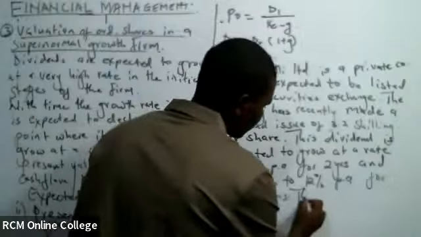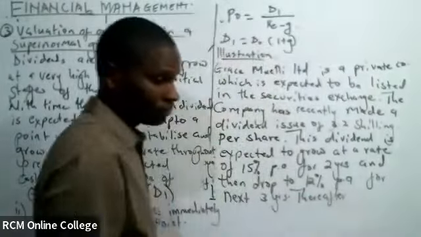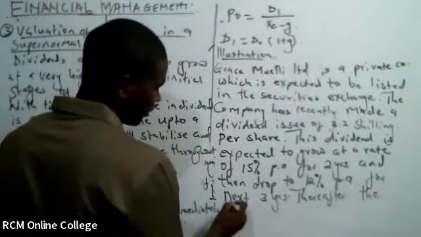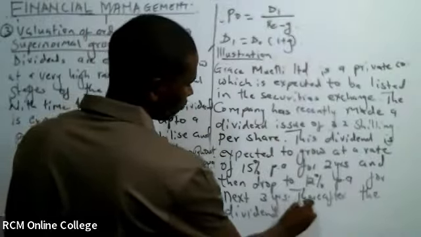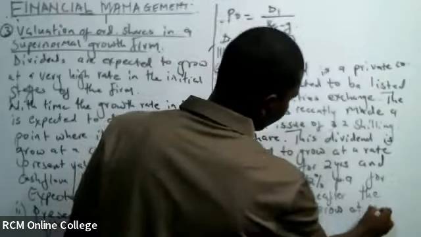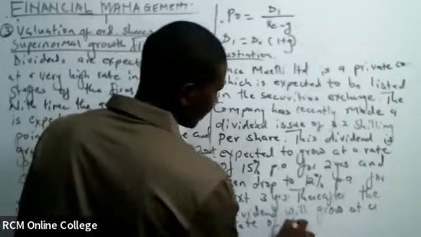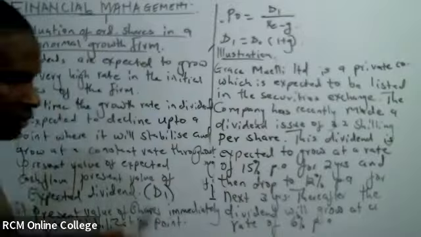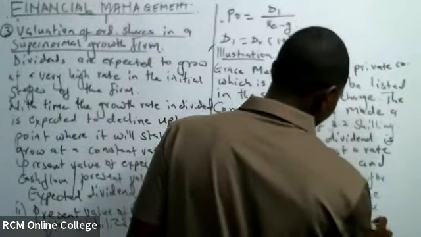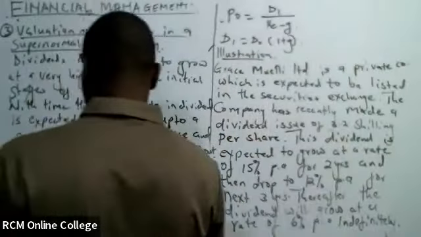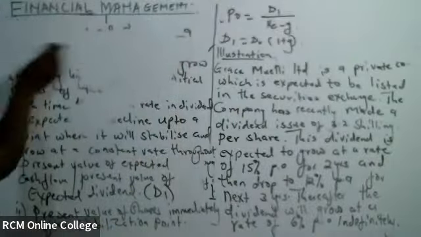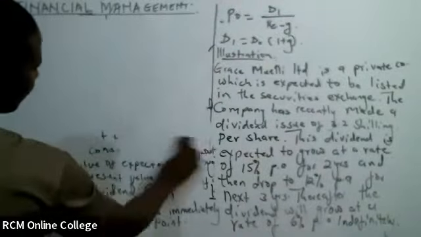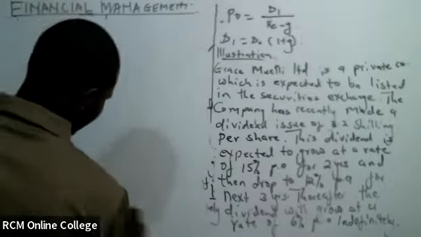Full stop. Thereafter, the dividend will grow at a rate of 6% per annum indefinitely. The required rate of return is 11%.